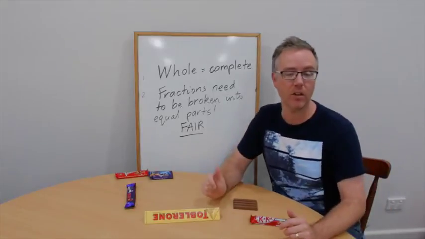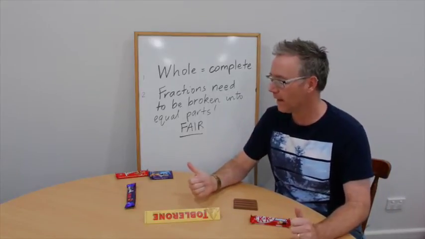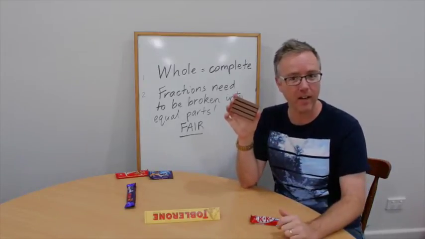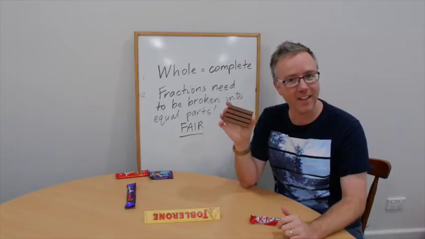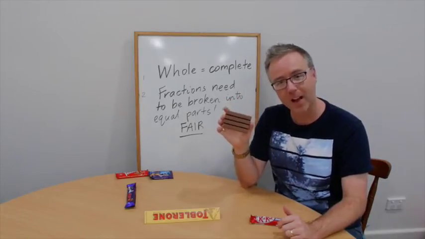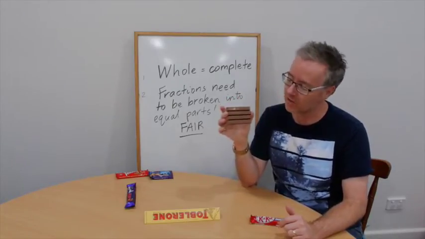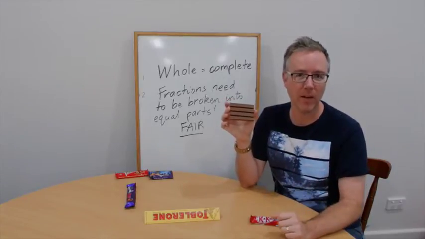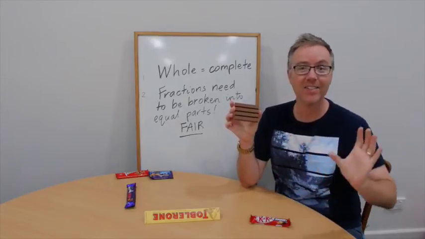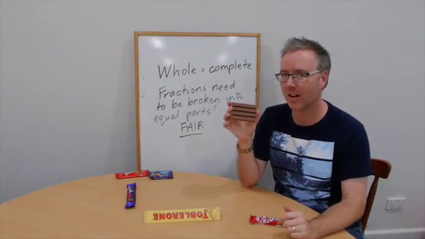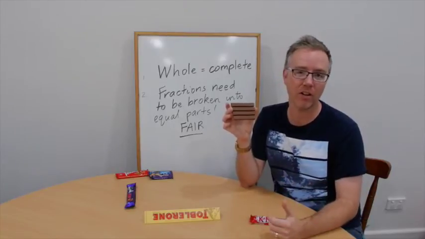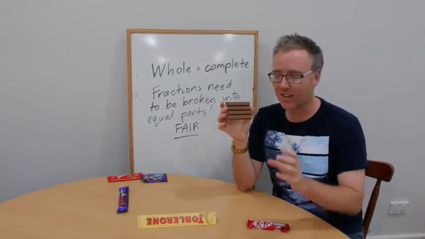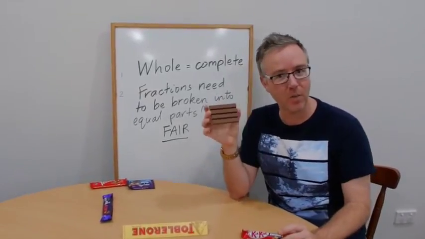The second thing that we need to know before we actually move into this lesson is that the whole, in this case it's a Kit Kat, needs to be divided fairly and equally into the equal parts for the fraction. We can't actually divide that up into bigger pieces or smaller pieces. Each fraction has to be exactly the same size. And you'll see that today as we progress through our lesson, each of the parts of the whole is actually the same size as the other parts of that one whole.